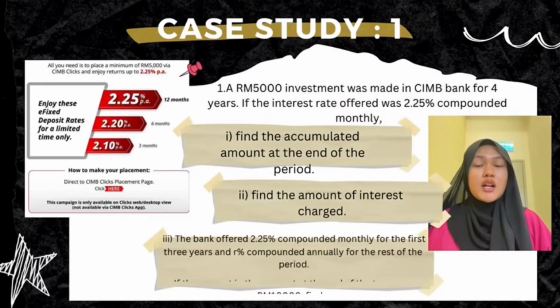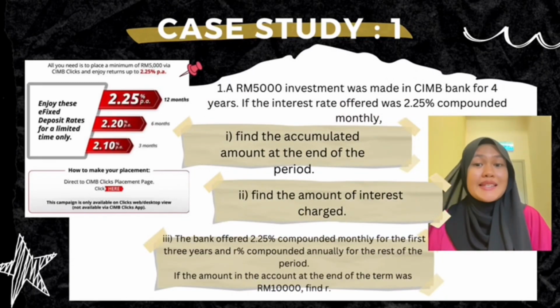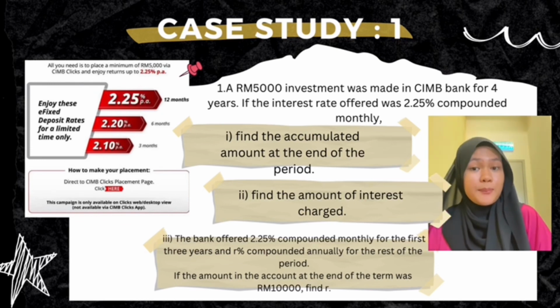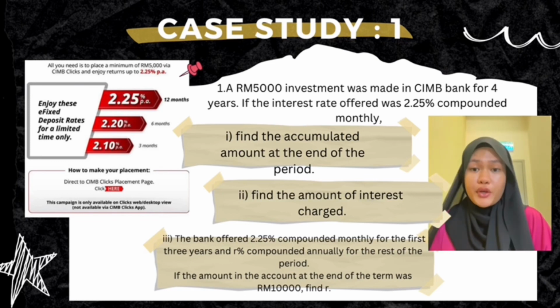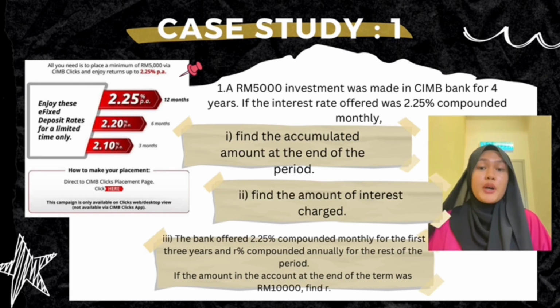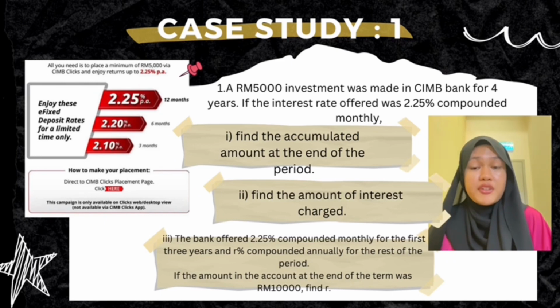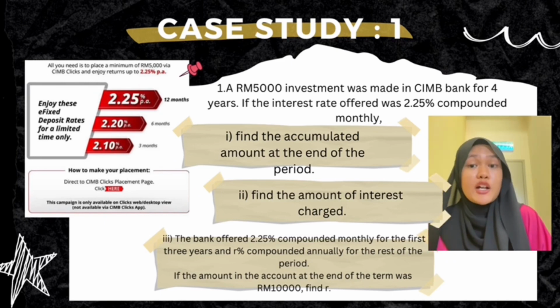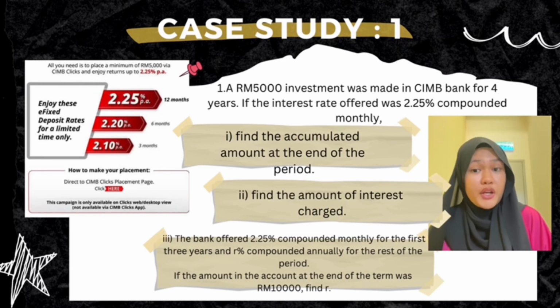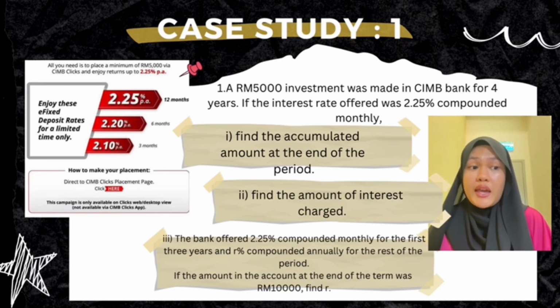Case study 1. A 5,000 investment was made in CIMB Bank for 4 years. If the interest rate offered was 2.25% compounded monthly, the first question: find the accumulated amount at the end of the period. Second one, find the amount of interest charged. And lastly, the bank offered 2.25% compounded monthly for the first 3 years and R% compounded annually for the rest of the period. If the amount in the account at the end of the term was 10,000, find R.